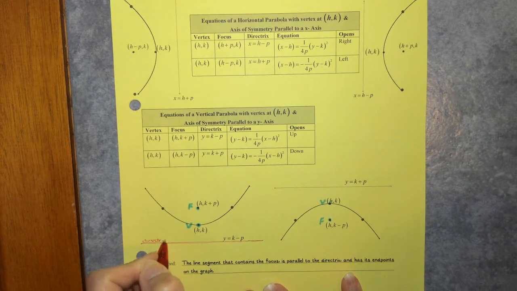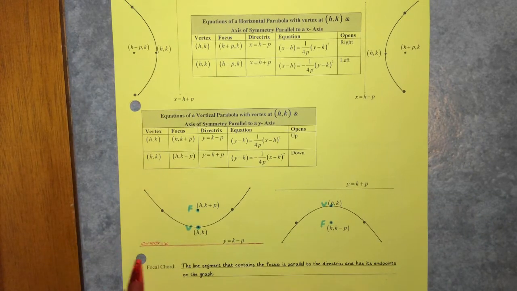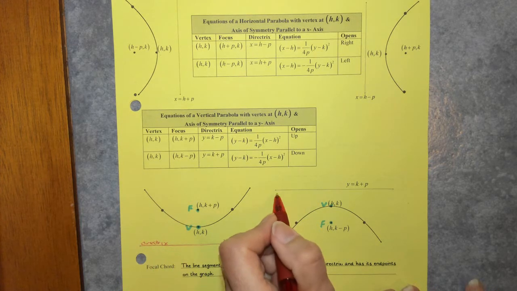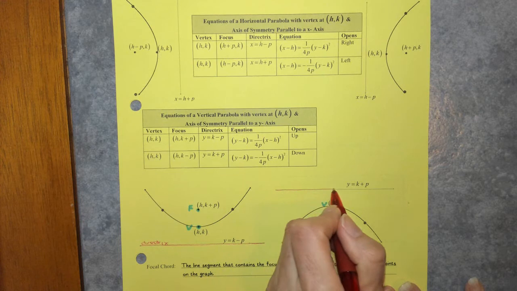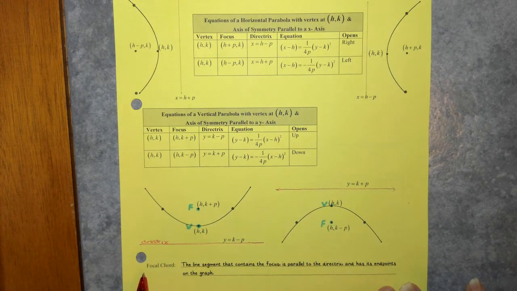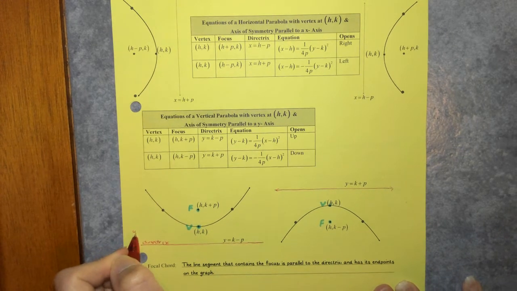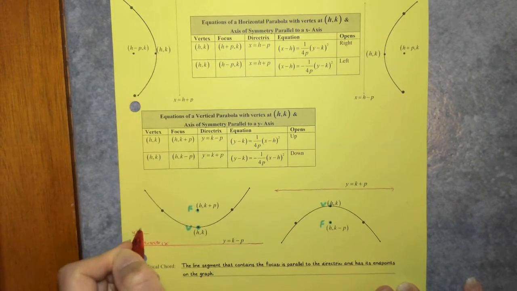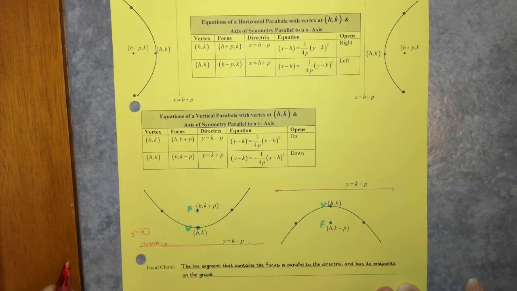Now, one of the things I want you to notice is that the directrix in this parabola is a horizontal line. The directrix when it opens down is also a horizontal line. And in case you forgot, when you label a horizontal line, it's always going to be y equals some number. Well, how do you know what that number is?